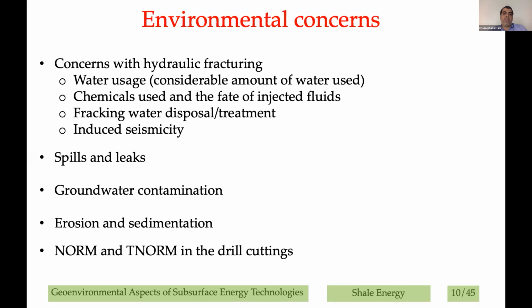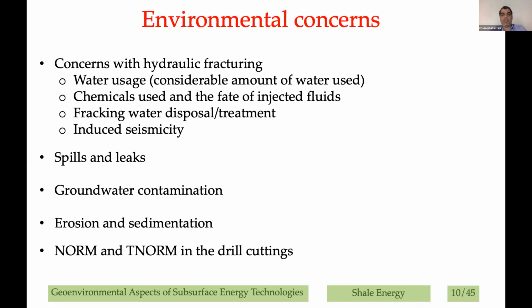So concerns with hydraulic fracturing itself, in particular, the water usage, the considerable amount of water that is being used for the process, some of the chemicals that are used in the process of fracturing, and what would happen to those injected fluids, what is the fate of those injected fluids, the water disposal, the flowback, which is basically the extracted fluid out of the ground, and then what are the different treatment processes, how it can be recycled and reused.